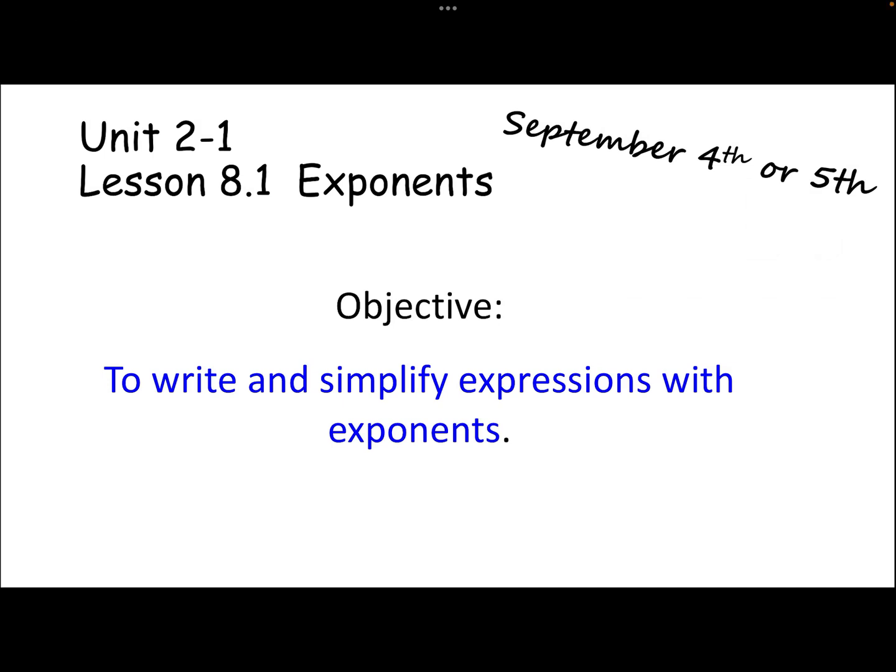Alright, welcome to math class. We are going to begin Unit 2 today, as we discussed in class earlier this week. You should have just finished up with the Unit 1 test. I'll be grading those and getting those in. Today's date is either September 4th or the 5th, and we are beginning Unit 2, which will be on exponents. Just to give you a reference, this is Chapter 8 in your online textbook.